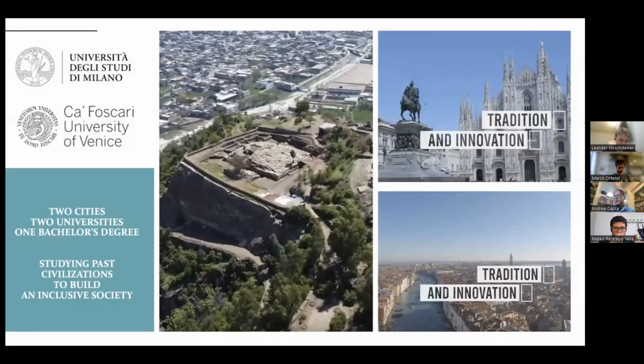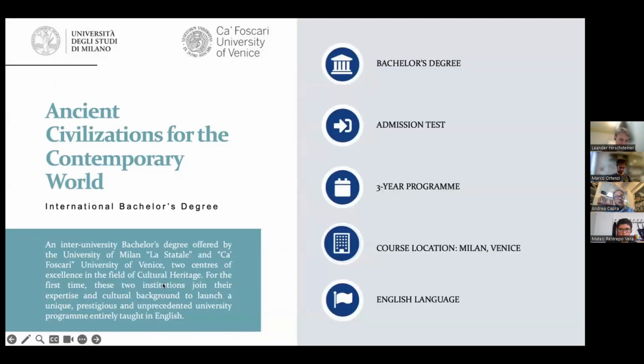Obviously, given the trouble we're in these days worldwide, this has also a cultural, but I would say also a political kind of message. We would like to present students with the idea, as it's written here, of building an inclusive society based on real knowledge of our past and how the past is used for the present. As I said, it's an inter-university BA degree.